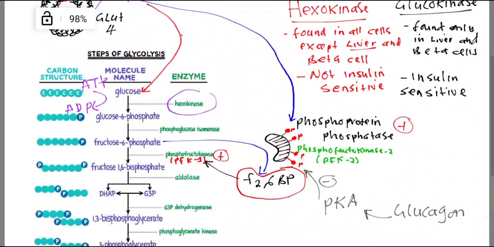Now, how is phosphofructokinase 1, or PFK1, regulated? Insulin activates the phosphoprotein phosphatase enzyme. When phosphoprotein phosphatase is activated, we have another enzyme here that we call phosphofructokinase 2. You should see the difference. This is phosphofructokinase 2 and this is phosphofructokinase 1. So we have an enzyme that is called phosphofructokinase 2.